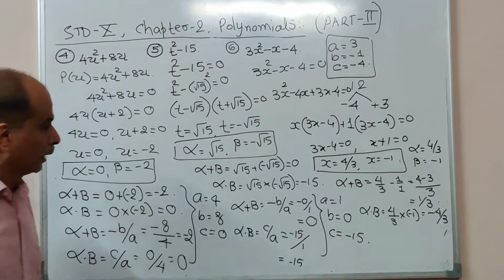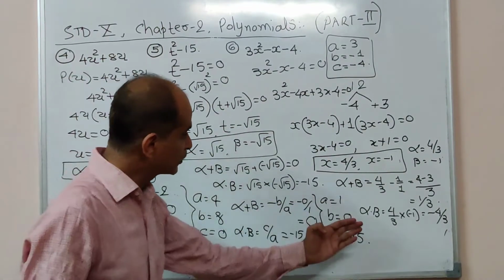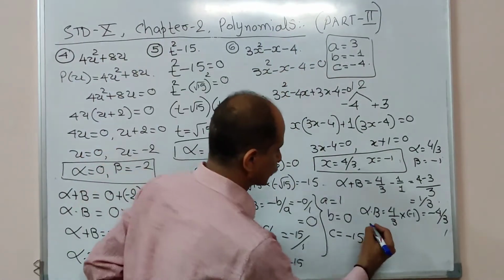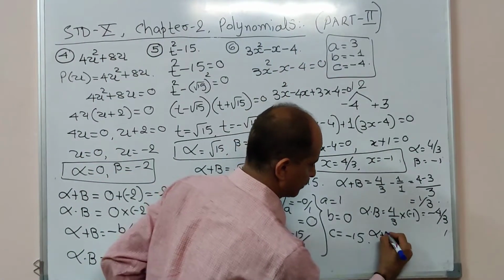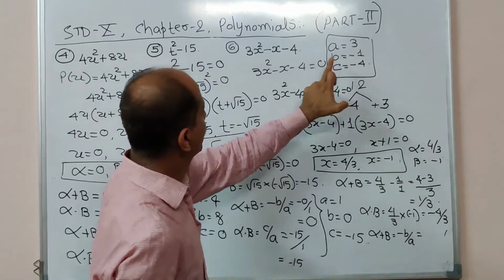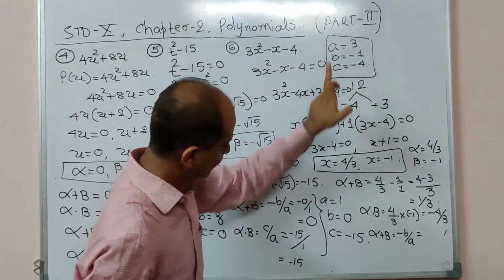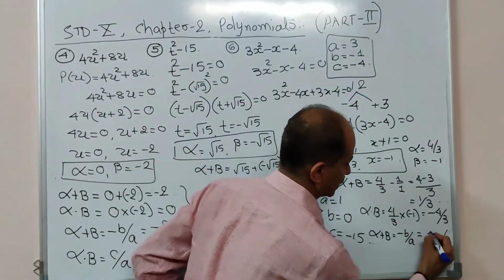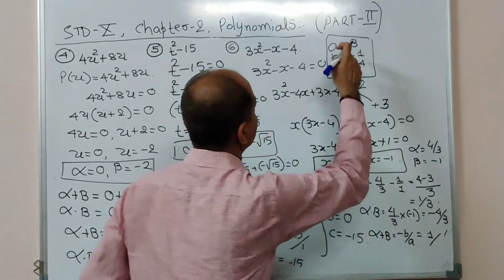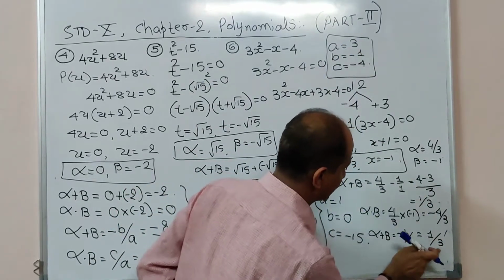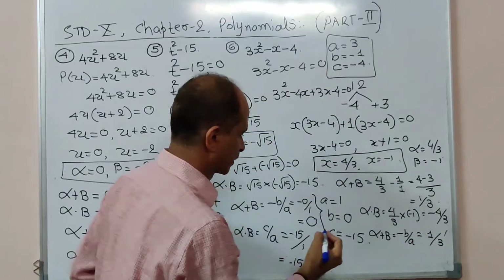Now the verification of zeros and relationship. So alpha plus beta is equal to minus b by a. Your b is minus 1, and with the minus sign, minus 1 becomes plus 1, and a means 3. So your answer is 1 by 3, which verifies with alpha plus beta.